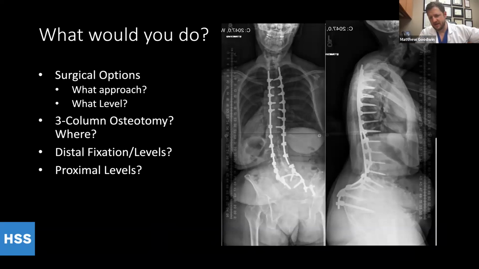Yeah, I just would say, this is obviously a super hard case, so I can't wait to see what you did with this. But I agree. I think fixing everything is the right thing. I think you can't leave the PJK like that. I think you have to address their balance overall. I'm tempted to think about that S1 osteotomy, but if you can get something working through the level where you have a disc that's going to move for you and put a little graft in there, that'd be nice as well.